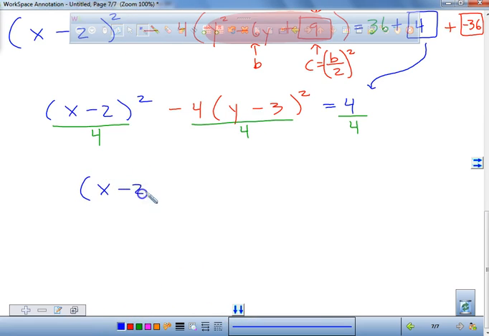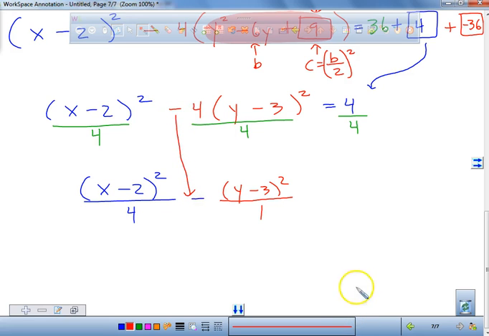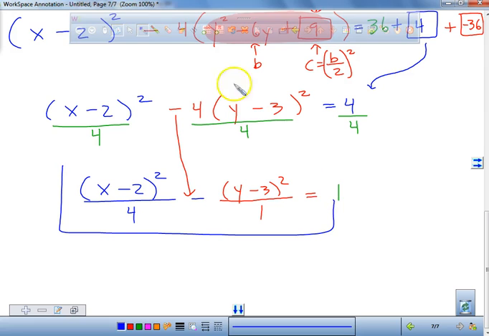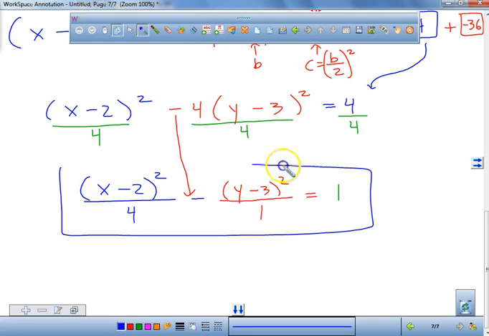(x minus 2) squared over 4 minus (y minus 3) squared. This is where you guys need to remember. These 4's will cancel each other out. But don't forget, it's technically over a 1. That's where the minus comes in. Okay? And what is that all equal to? That's just equal to 1. This is your equation for problem number 1.